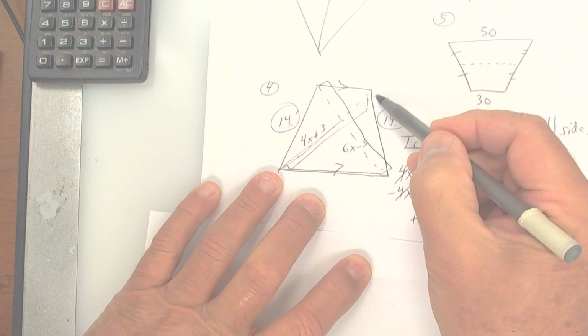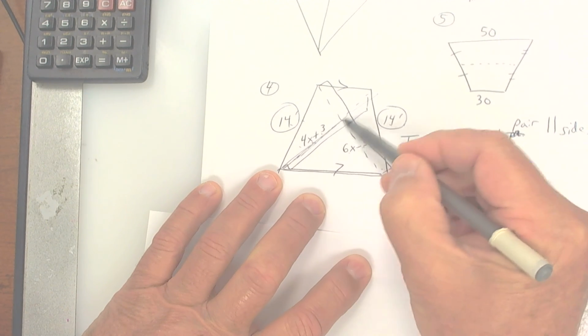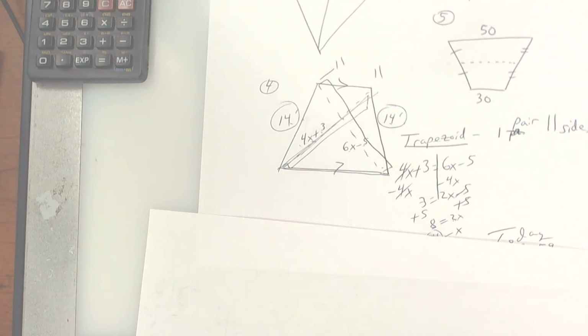And if you want to know the diagonal, you just substitute in. 4 times 2 is 8, 9, 10, 11. So this diagonal is 11, and this other diagonal is 11. And that's how you do that.